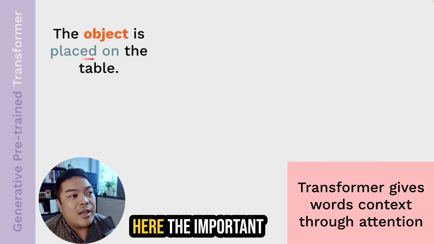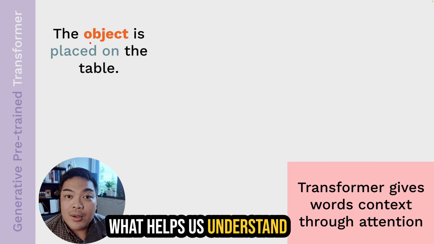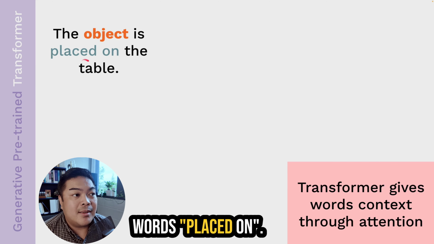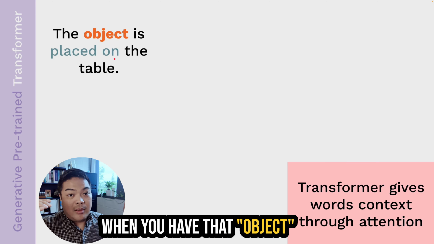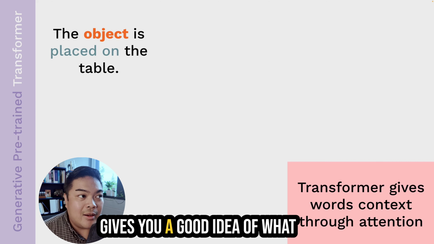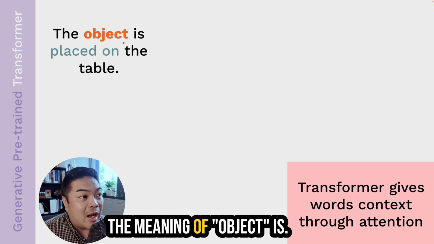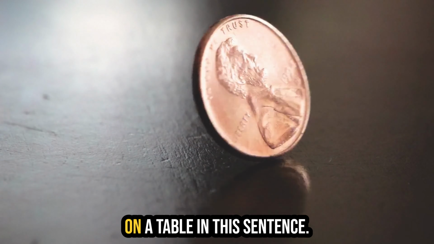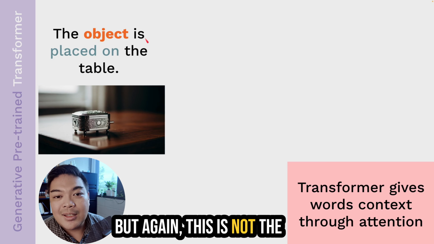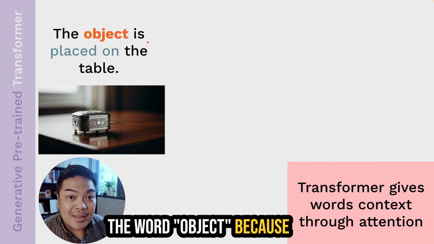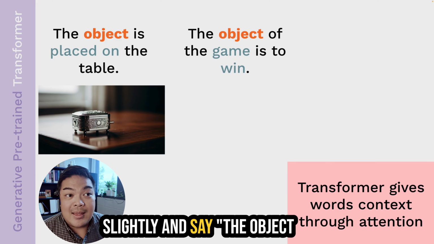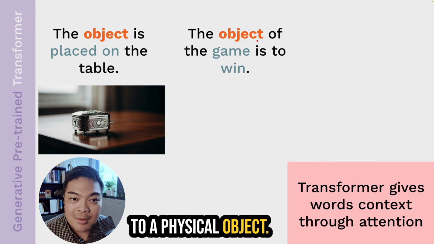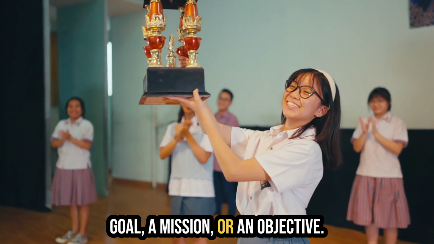And I've highlighted here the important part of this. What helps us understand what the word object means is the fact that after it, we have the words placed on. When you have that object placed on, that gives you a good idea of what the meaning of object is. In this case, a physical thing on a table. But this is not the only way that you can use the word object, because if I change the sentence slightly and say the object of the game is to win, this is no longer referring to a physical object. Now we're talking about a goal, a mission, or an objective.